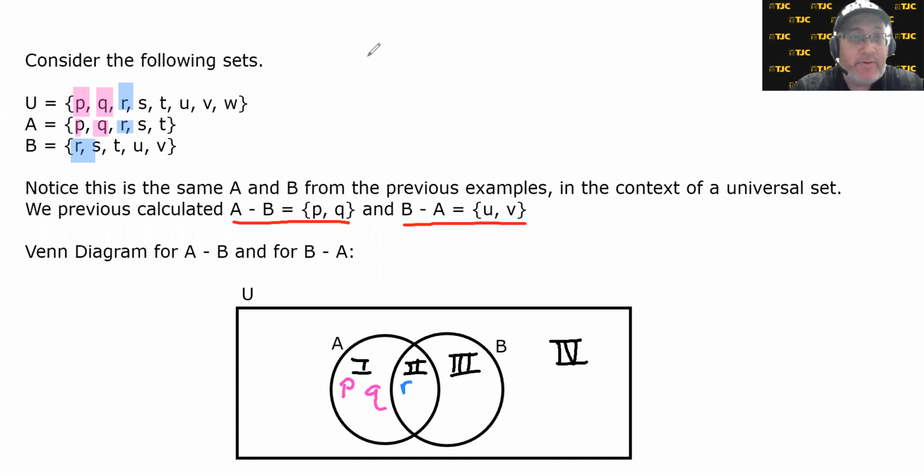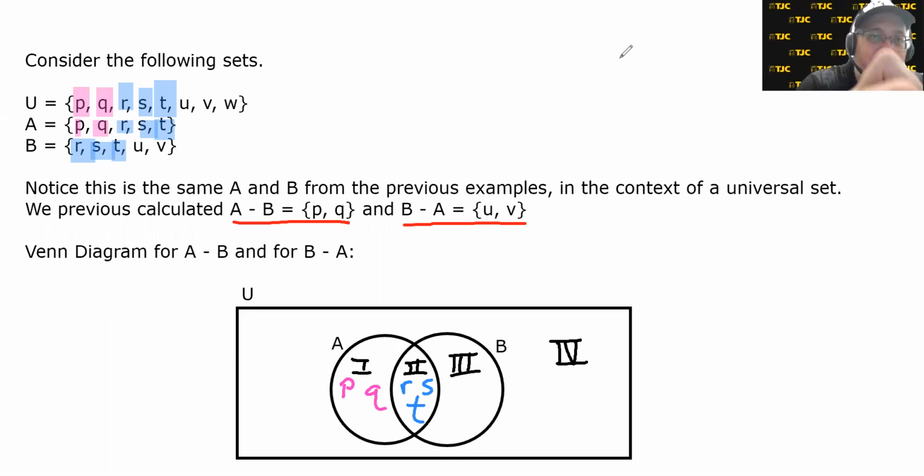Who else is going to go in the middle in region 2? Who else belongs to A and B? The answer: S and T. My highlighting's not doing too well right now. So R, S, and T are the elements that will go in the middle because the middle represents the intersection.